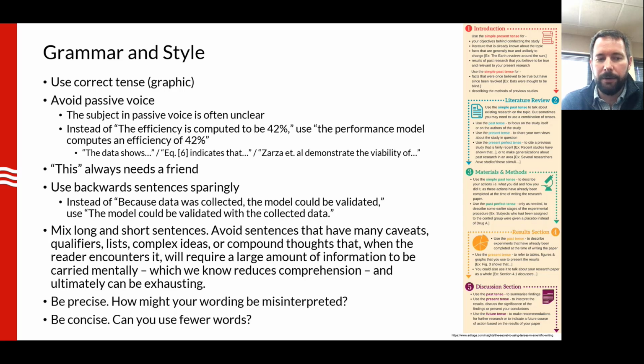Last points are maybe obvious, but be precise. And by precise, I mean, if you say something, how could what you're saying be misinterpreted? Are you using words that are too general? Are you using words that have multiple meanings? Are you using an insufficient number of words to clearly communicate the idea that you have?